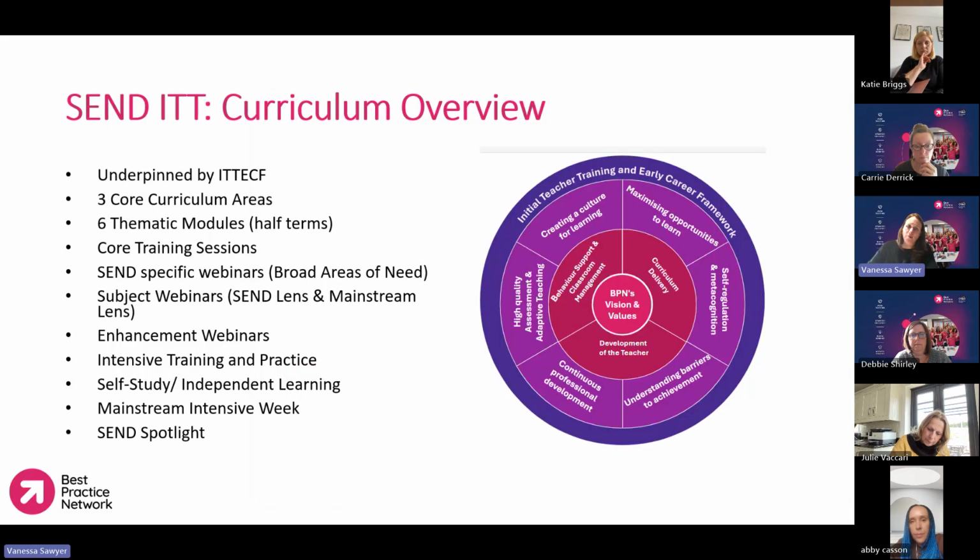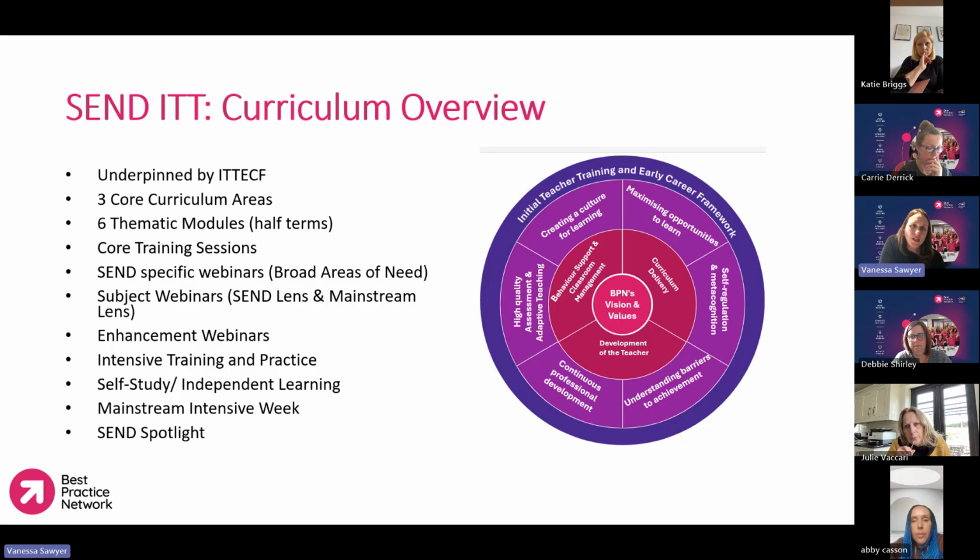So this is it broken down into a much simpler form. So this is our curriculum wheel. Just going back to the vision and values that we looked at earlier, you can see that they are central to our curriculum, and they are central to all our ITT curriculums.